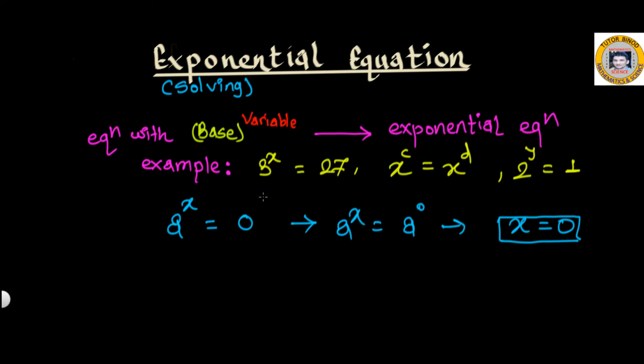For example, if I have the equation 3 to the power x equals 27, this is of the form of an exponential equation. Similarly, x to the power c equals x to the power d is also an example of an exponential equation. Similarly, 2 to the power y equals 1. So this kind of equation in which the base is raised to a certain power in terms of a variable is called an exponential equation.